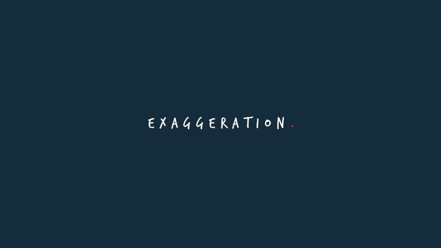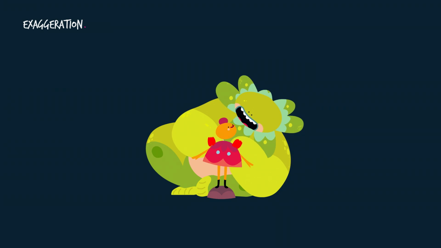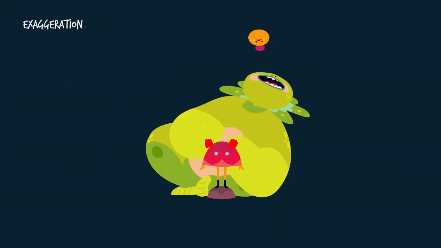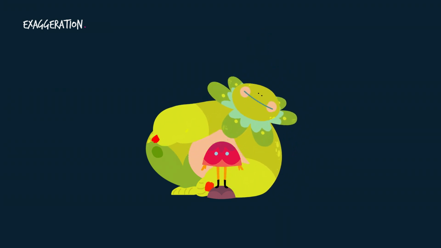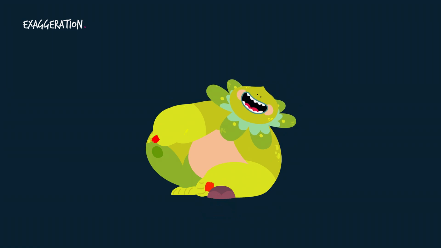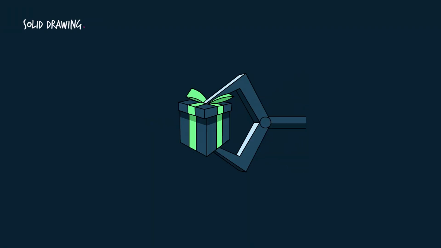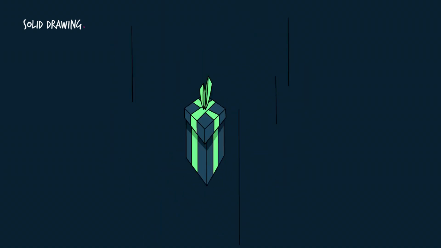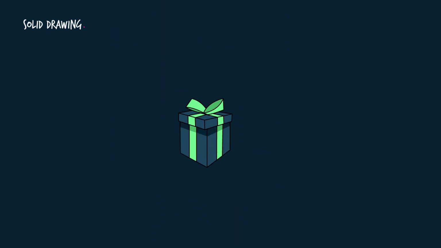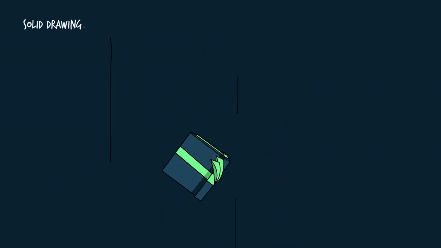Exaggeration. Exaggeration is the act of pushing your actions beyond reality. And animation is a great medium to push these boundaries. Solid drawing. This means that you need to take into account that your 2D animation exists in a 3D space. When you draw, you always want to stay true to your subject volume in 3D space.